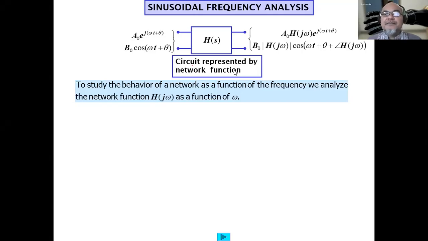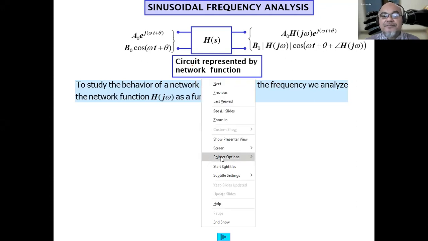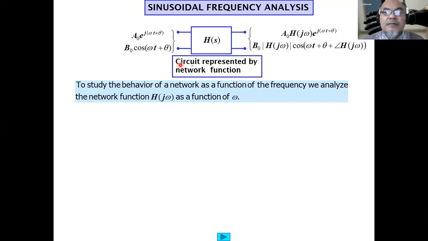Frequency analysis. And we will be studying how to plot the response of a transfer function when given a certain input function. So, for example, here we have a circuit represented by a network function.